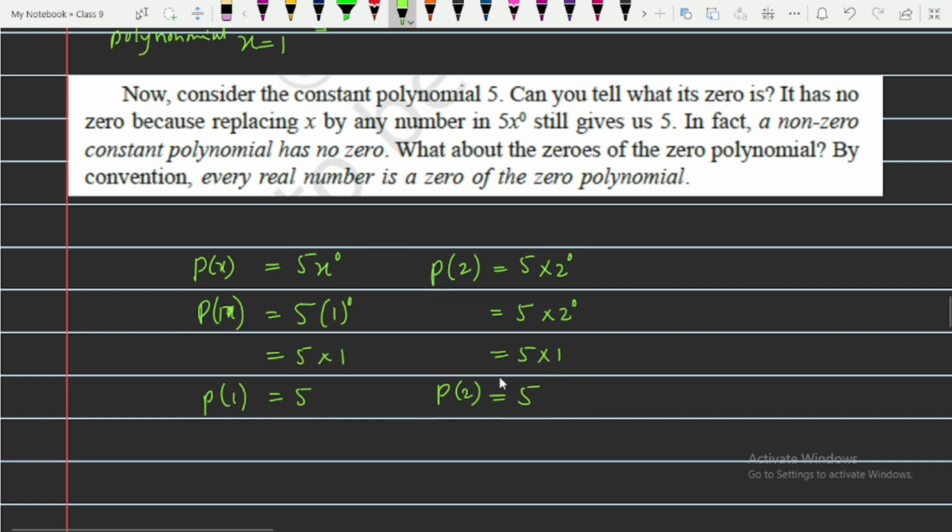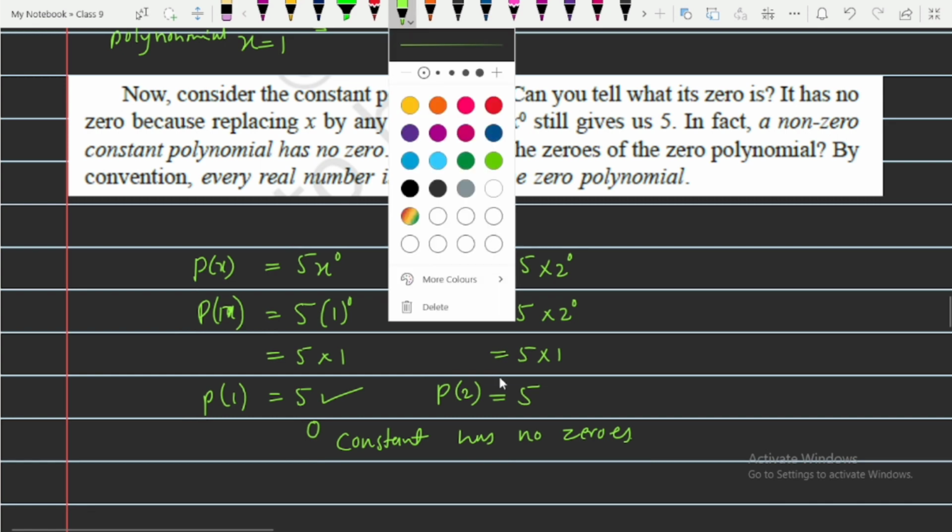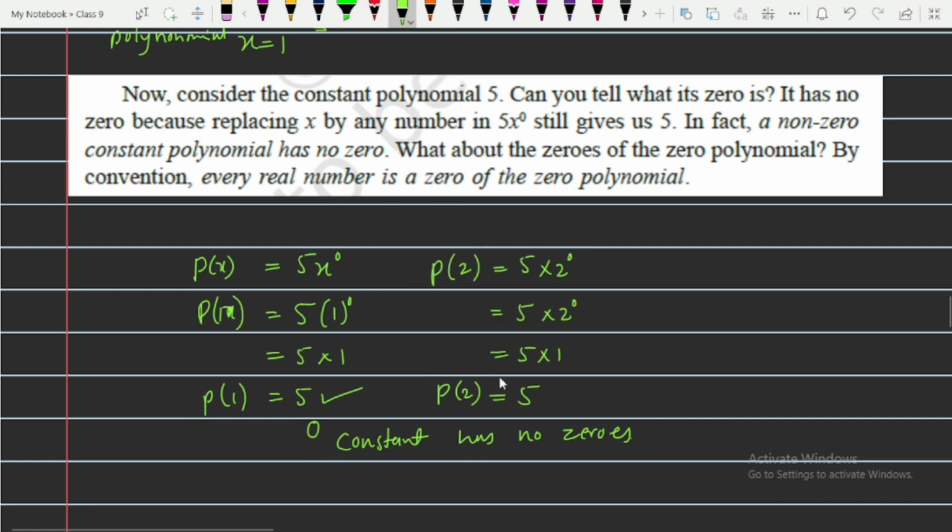So for a constant polynomial, you will not get the value of the polynomial as 0. That is why a constant polynomial has no zeros. You can see the statement given here. For a constant polynomial you cannot get zeros, so it has no zeros.